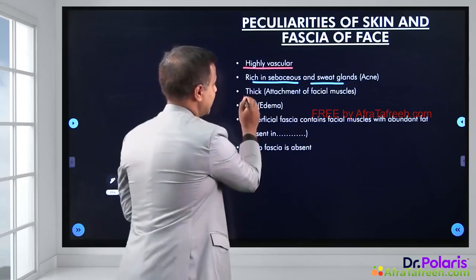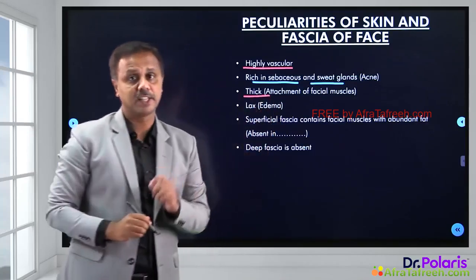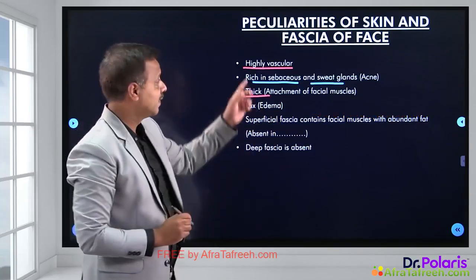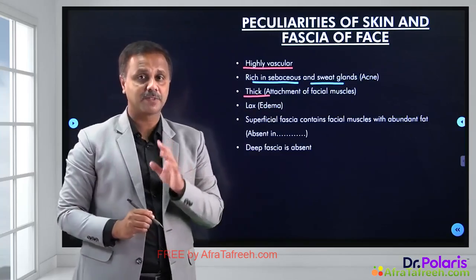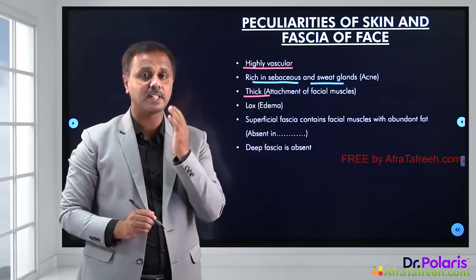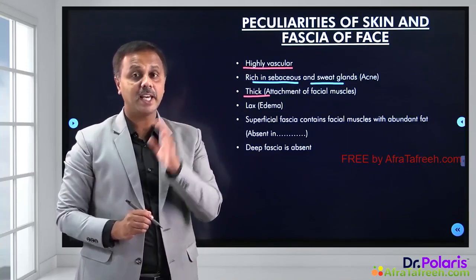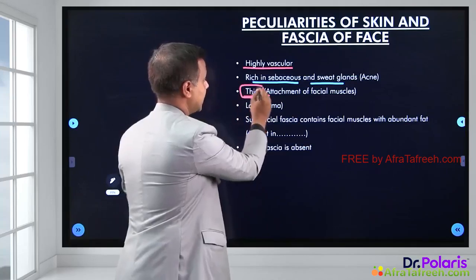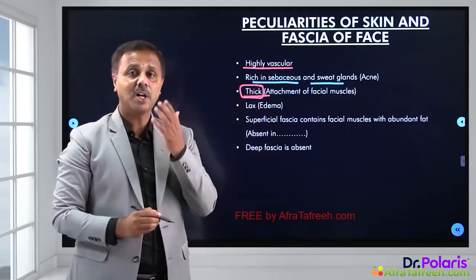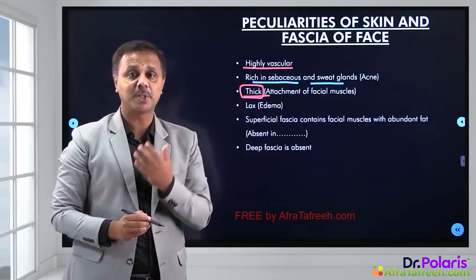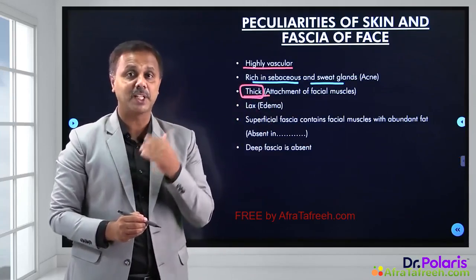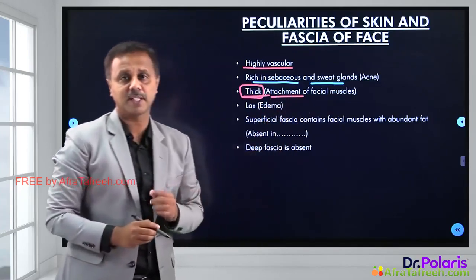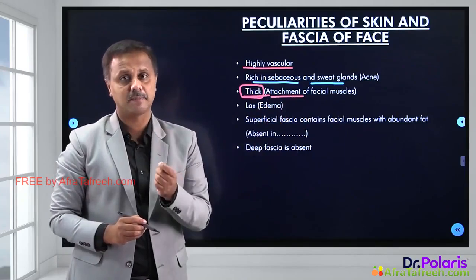Then the skin of the face is thick. Now please remember this. When we talk about the histological type of skin, the skin over the face is thin skin or hairy skin. But we are using the term the skin appears thick. This is because all the muscles of the face have subcutaneous attachment, subcutaneous insertion. That is why this skin of the face appears or feels thicker.